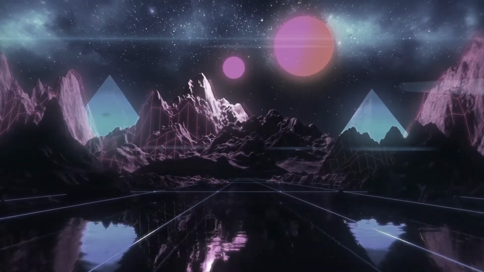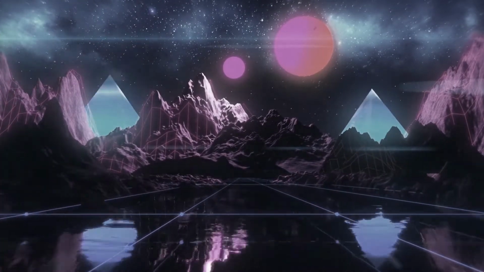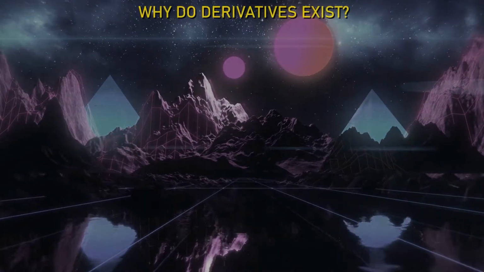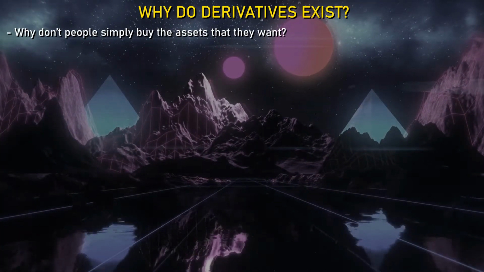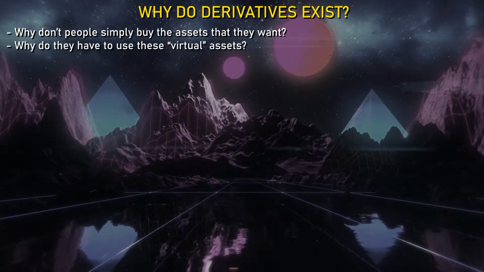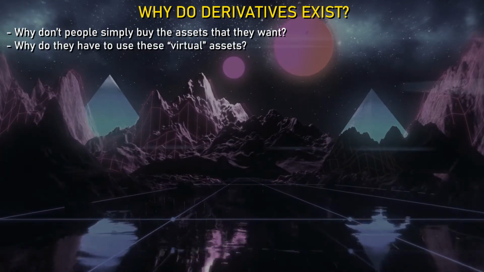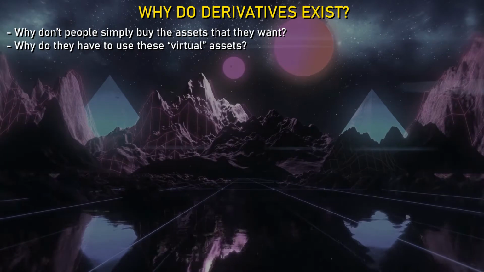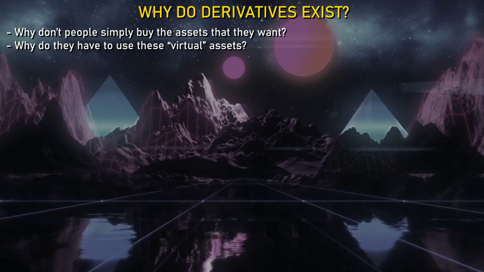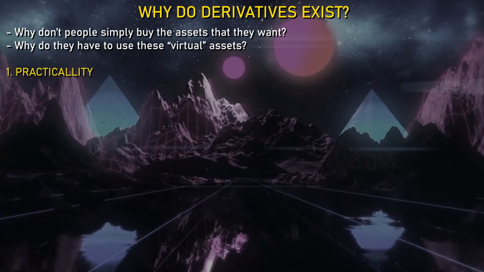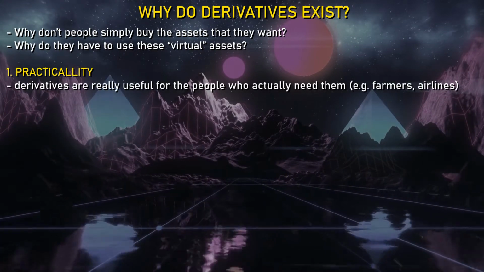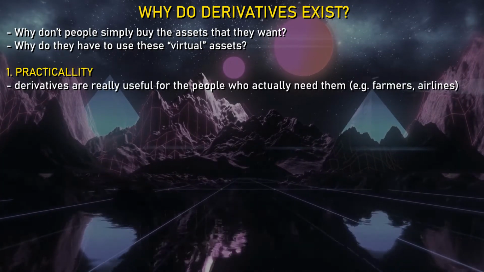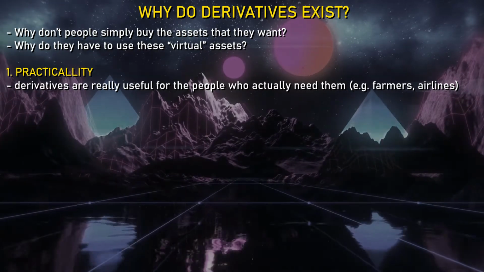Before I begin explaining each type of derivative, you are probably wondering, why do derivatives even exist? Why don't people simply buy the assets that they want? Why do they have to use these virtual assets? There are multiple reasons for this, but two of them stand out. The first reason has to do with practicality. Derivatives are really useful for the people who actually need them, like farmers. I will expand on this in a moment.